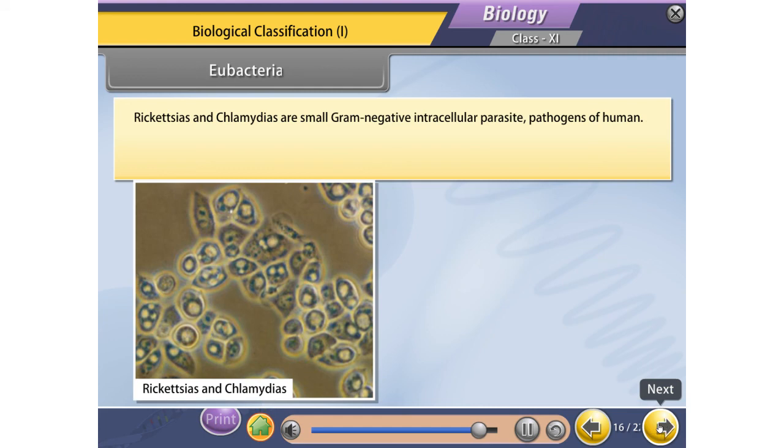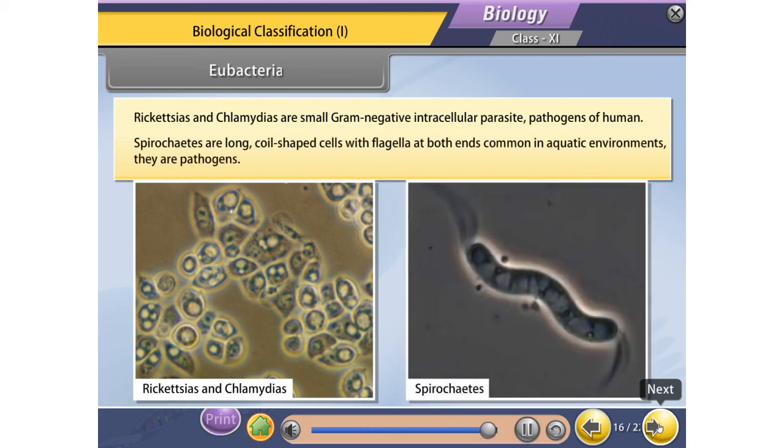Rickettsias and Chlamydias are small gram-negative intracellular parasite pathogens of humans. Spirochetes are long, coiled cells with flagella at both ends, common in aquatic environments. They are pathogens.